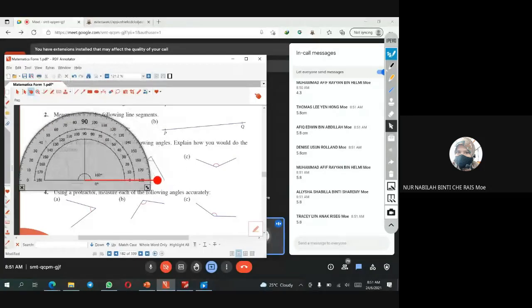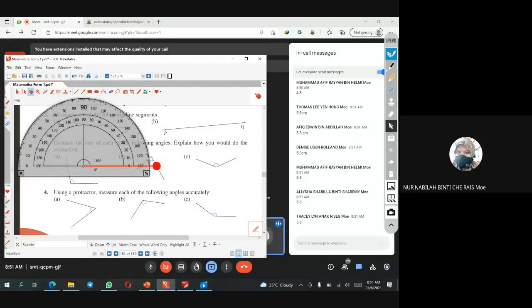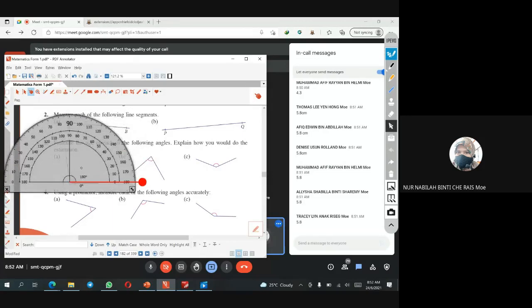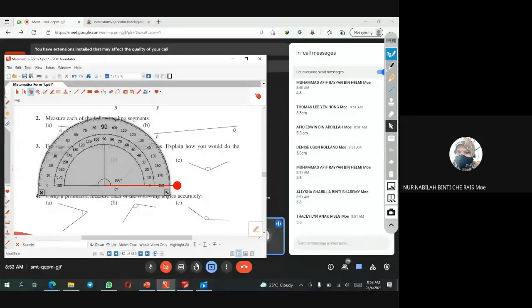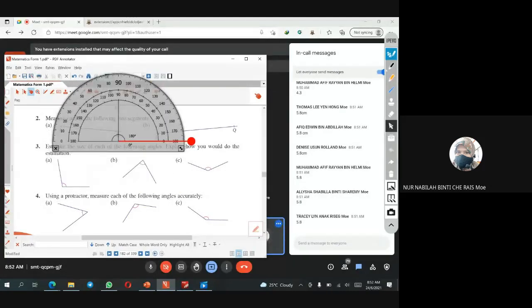Now you look at your protractor. At the middle of your protractor, you put it at the vertex. That means the middle of the protractor must be put at the vertex. We do this together. Put it on your textbook. If you can see the middle here, you must put it at every vertex. This one is the vertex.